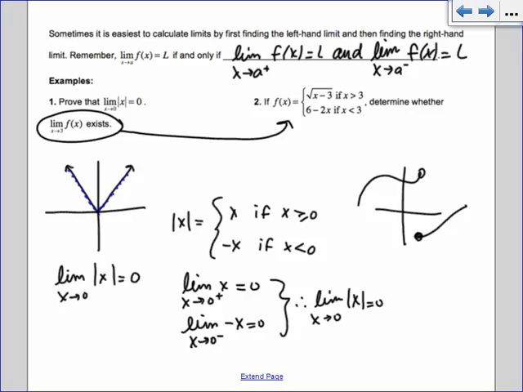The limit would not exist at that point. Does that make sense? Okay, so we're going to talk about the right and the left. And you could just sketch a graph. This graph is a pretty easy one.